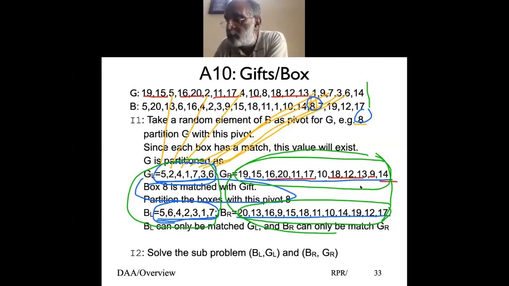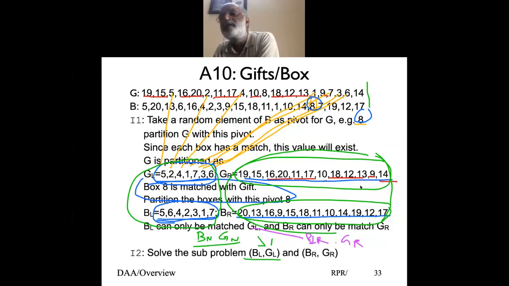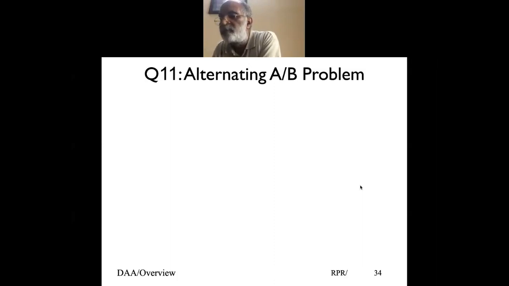So basically that is the subproblem. My given problem was boxes of n, gifts of n. I reduce the problem to boxes of left half and gifts of left half, and boxes of right half and gifts of right half. So using this, I divide and conquer, and that's the way we solve the problem, and that's what we proceed with.